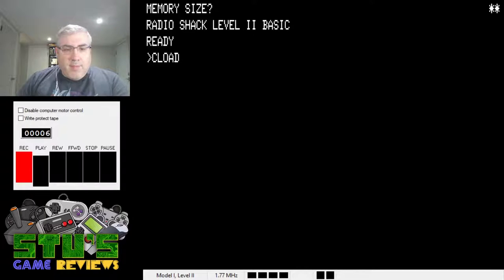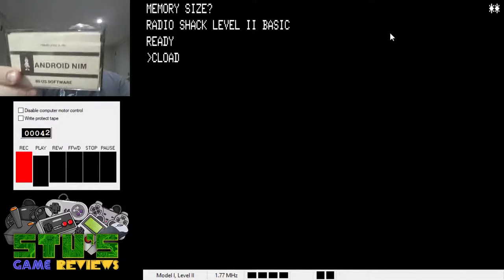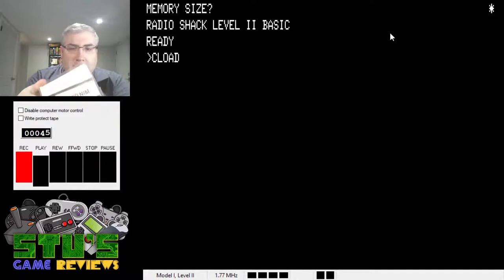So basically, NIM is a pretty famous old game, which you'll see what it is if you haven't seen it before. It's a little bit of a math game, but you have to decide to take things away from piles, and whoever takes the last thing off the pile loses or wins, depending on how you look at it. The cool thing about this game, Android NIM, I think it was the first game written by Leo Christopherson, and it's not even credited on the package.